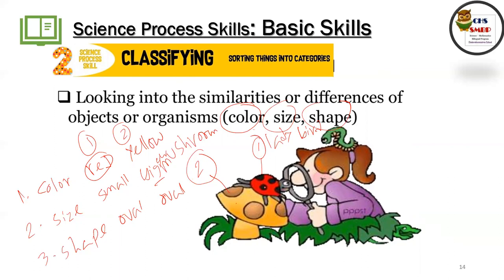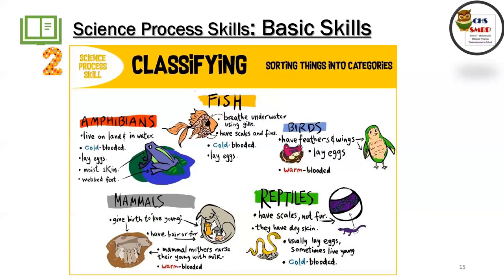So based on the color and based on the size, you can classify whether number one is a ladybird or a mushroom, because ladybirds are always red with black spots, right? Whereas mushrooms are white or yellow with brown spots. And that's the way you can differentiate a ladybird from a mushroom. And this is called a classification. Now you can see how to classify the things using the classifying knowledge, right?